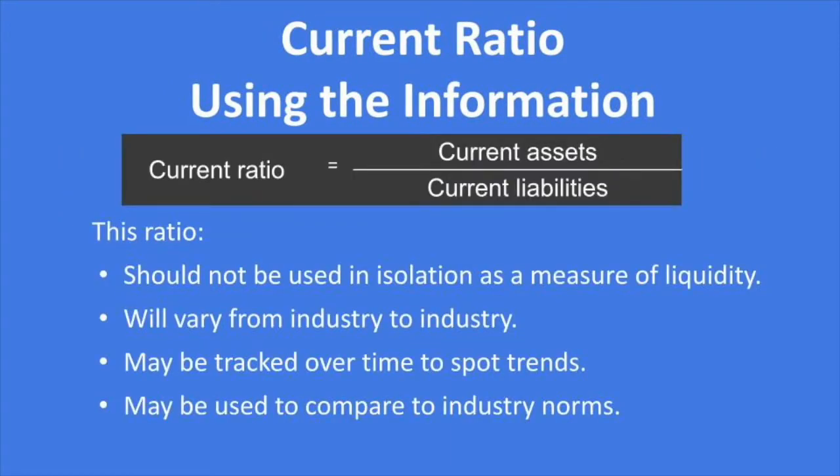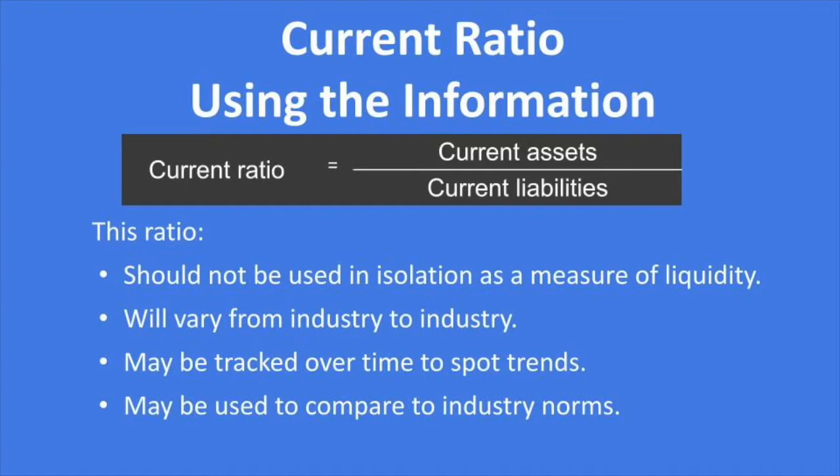Some basic warnings or concerns with the current ratio is that they really shouldn't be used in isolation as a measure of liquidity. We really need to think about, are there other factors that come into play besides current assets, current liabilities? They certainly vary from industry to industry. Some industries are much more in need of quick cash, and the flow through of money is much greater. Other industries not so much.